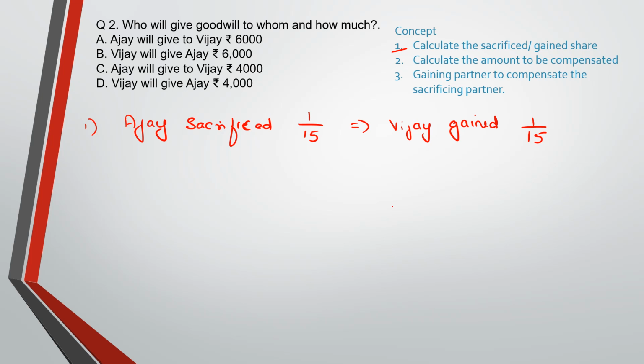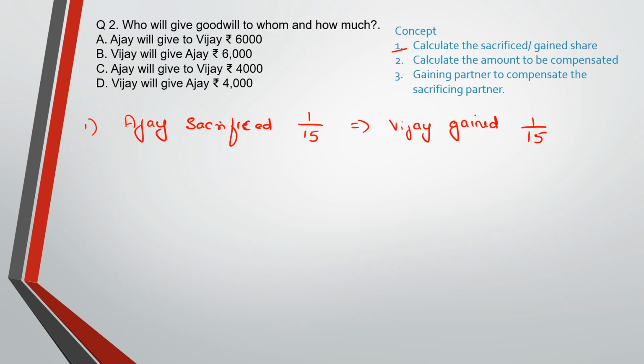Now, after that, calculate the amount to be compensated. First we have to find out who is to compensate. The person who is sacrificing has to be compensated. So Ajay is sacrificing, he has to be compensated. Who is gaining? Vijay is the gaining partner. So Vijay has to compensate Ajay. That is clear now. So Vijay will give Ajay.